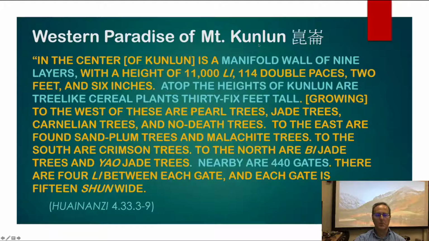So here's a description of this paradise on Mount Kunlun. We see manifold walls of 9 layers, and tree-like cereal plants that are 35 feet tall, 440 gates. So very similar in its description to what we saw in the Marsh of Reeds in Egypt.